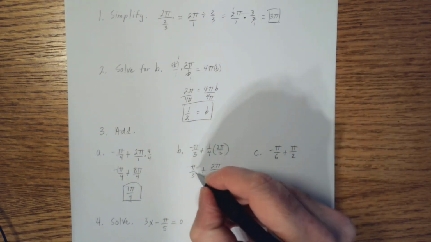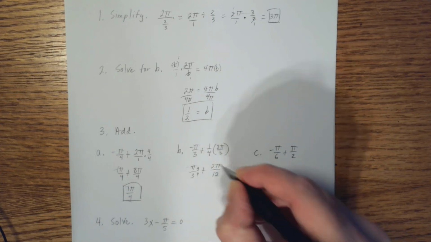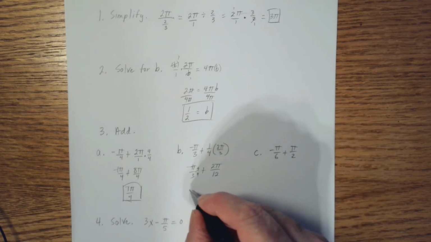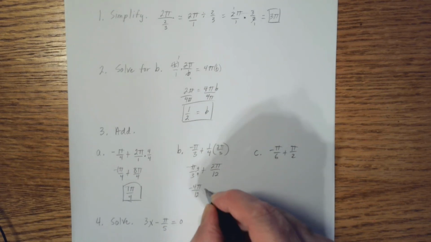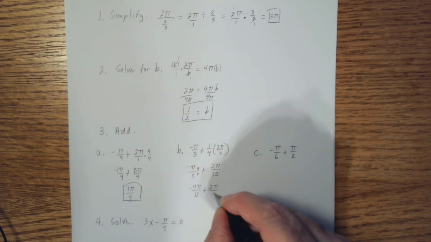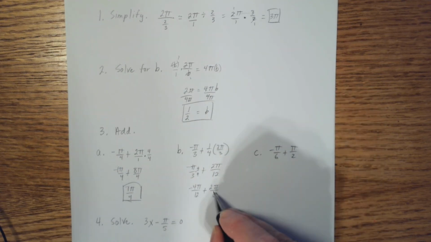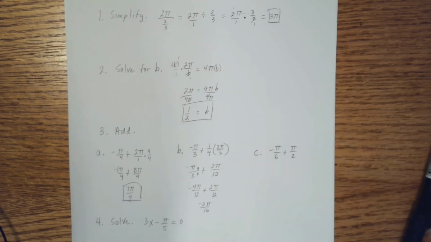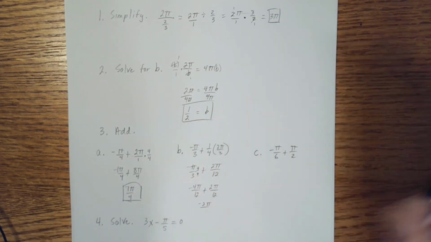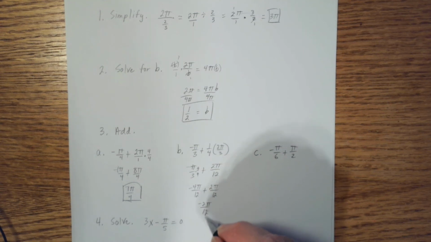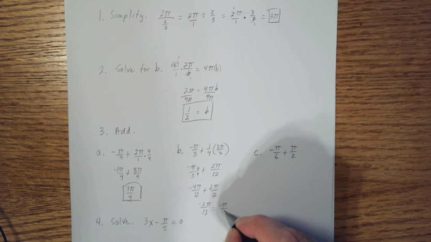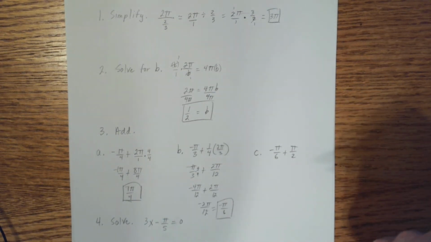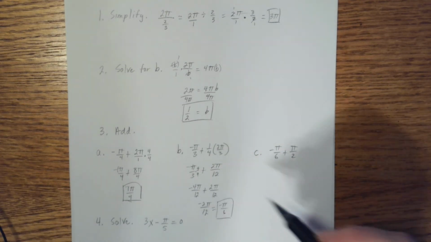I'm going to just multiply by 4 over 4 here, so that I can get a common denominator of 12. I have negative 4 pi over 12 plus 2 pi over 12. Negative 4 pi and 2 pi, that's going to be negative 2 pi over 12. And if you divide out the 2, you're going to get negative pi over 6. So that's not the only way to do that, but that's what you should end up with, no matter how you ended up simplifying here.